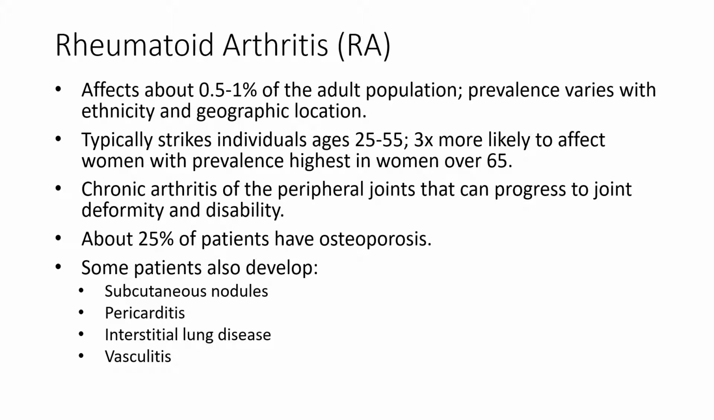The next systemic autoimmune disease we're going to talk about is rheumatoid arthritis, which causes a chronic arthritis in the peripheral joints. Again, systemic, and it results in pain in the joints and deformity, and also has a number of additional sequelae that can develop: subcutaneous nodules, pericarditis, and the like.